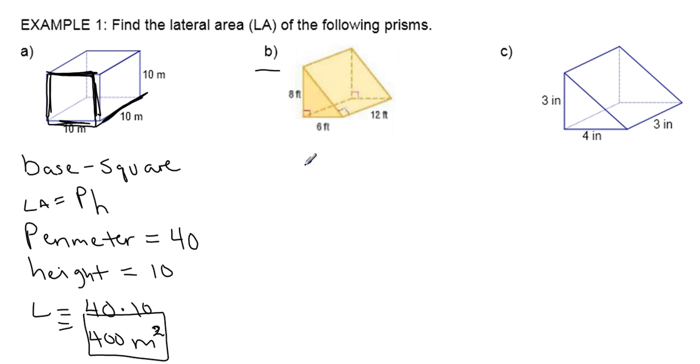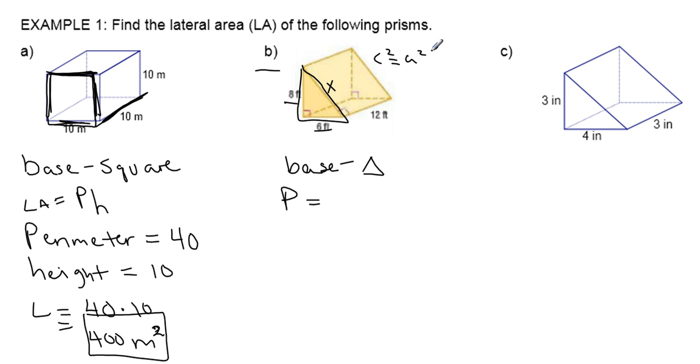Okay, so for example B, we want to find the perimeter of our base, where our base is going to be a triangle. For the perimeter of the base, we have to find all three sides of the triangle in order to know what our perimeter is. Because we only know this side and this side, we need to find the hypotenuse. So first, we're going to find the hypotenuse.